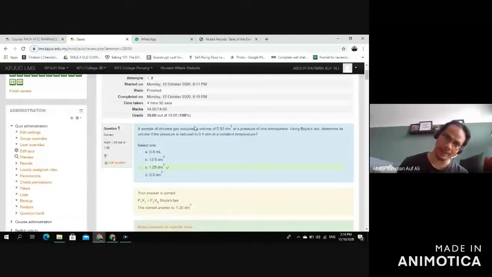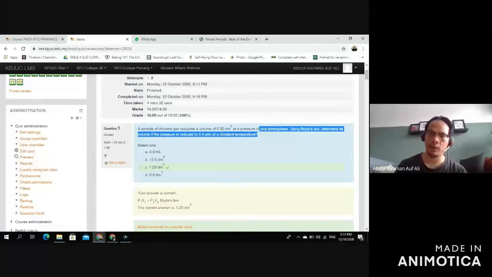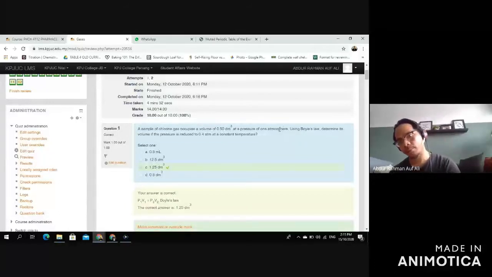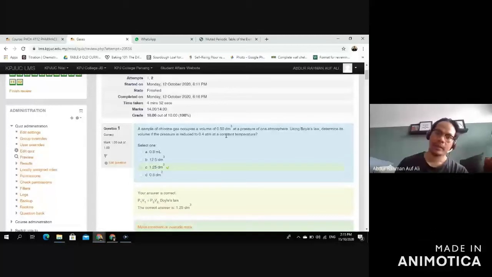You look here. If you want to solve this problem, I have advised you before to write down all the details that you know from the statement, from the question. So for example, we know what kind of gas we have here. It's chlorine. The volume is 0.5 dm³. The pressure is 1 atm. So we know the volume and we know the pressure. V and P we know. And then it says here, temperature is constant.